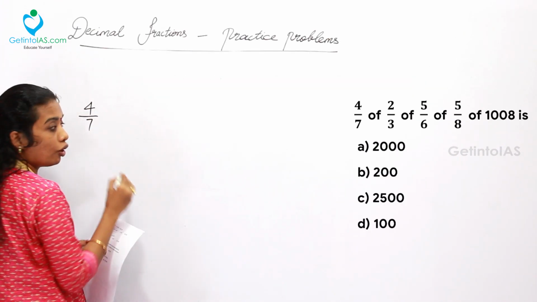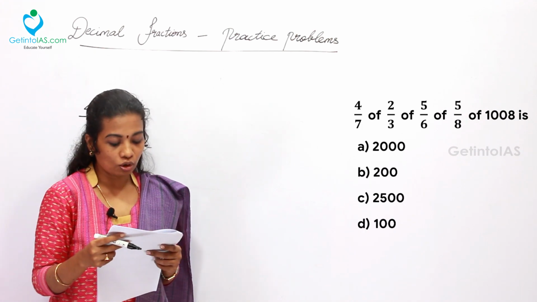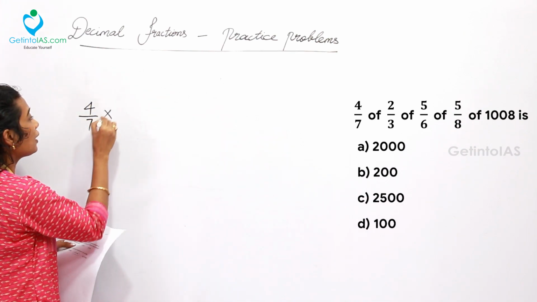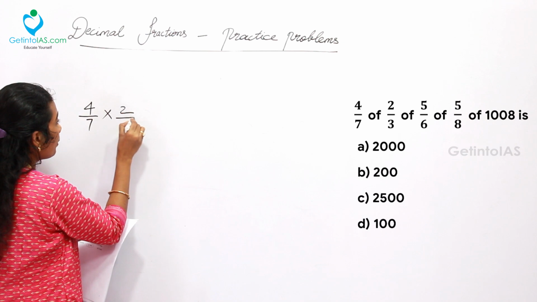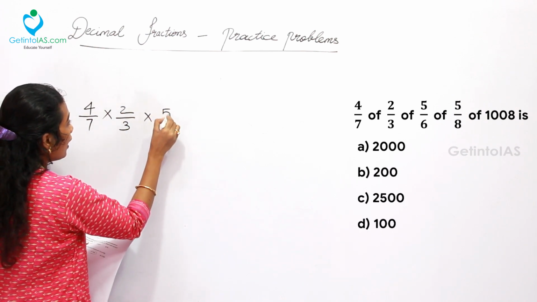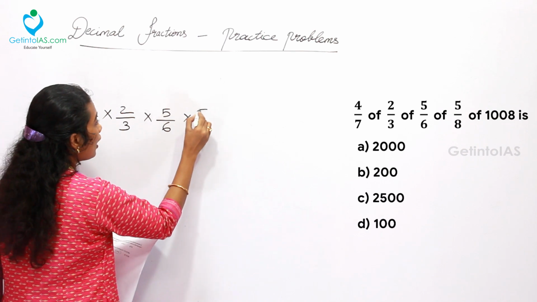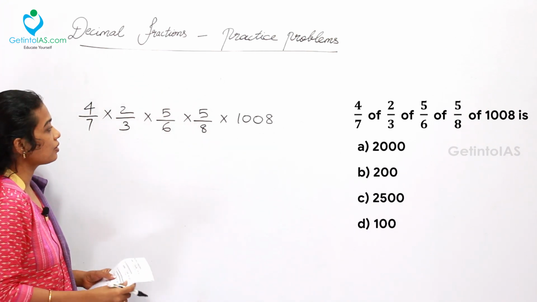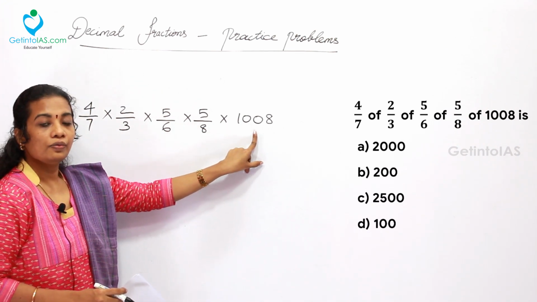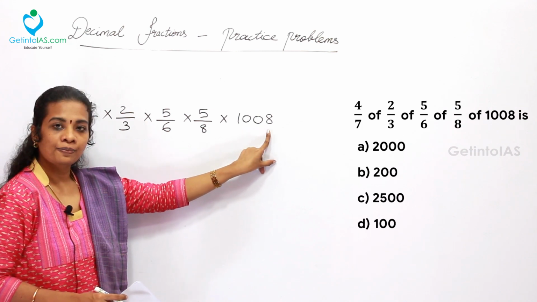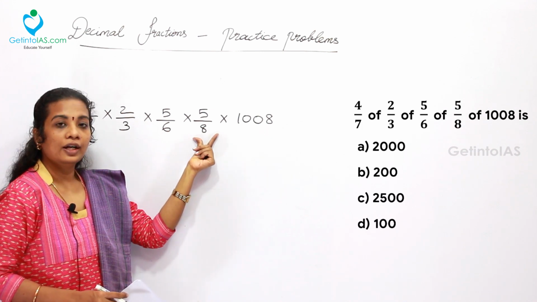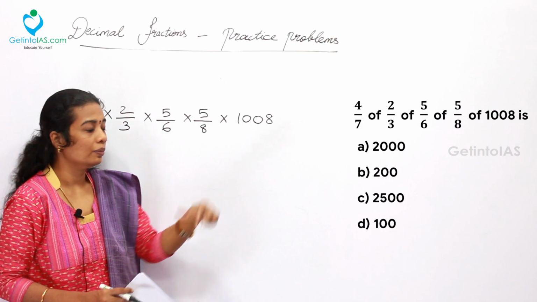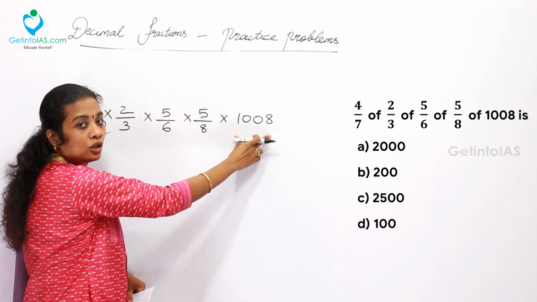4 by 7 of 2 by 3 of 5 by 6 of 5 by 8 of 1008. Of denotes the operation of multiplication. So directly you can take 4 by 7 into 2 by 3 into 5 by 6 into 5 by 8 into 1008. So you can easily simplify this. Easily you can divide these things which are divisible by these numbers. So 1008. In the test of divisibility chapter, we have dealt with number 8. What is the rule for number 8? If the last 3 digits are divisible by 8, then definitely that number will be divisible. Here the last 3 digits, only 8 is there, 008. So definitely it will be divisible.